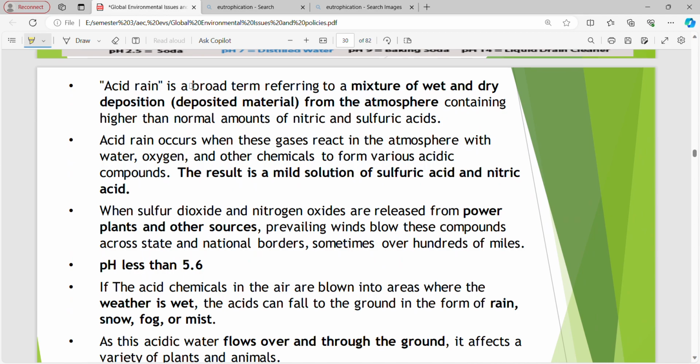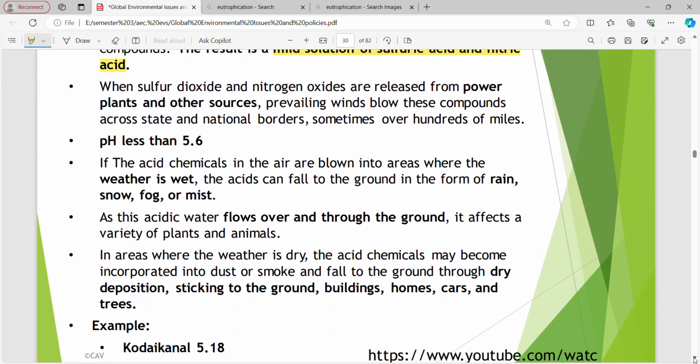So about acid rain, it is a broad term referring to a mixture of wet and dry deposition from the atmosphere containing higher than normal amounts of nitric and sulfuric acids. Acid rain occurs when these gases react in the atmosphere with water, oxygen and other chemicals to form various acidic compounds. The result is a mild solution of sulfuric acid and nitric acid. Don't forget this, okay? Sulfur dioxide and nitrogen oxide are released from power plants and other sources. Prevailing winds blow these compounds across state and national borders, sometimes over hundreds of miles. pH will be less than 5.6.